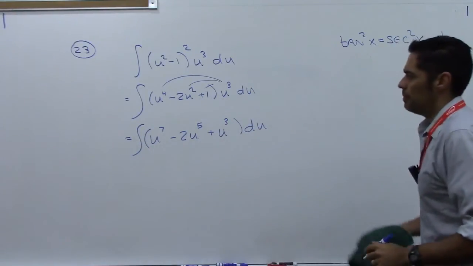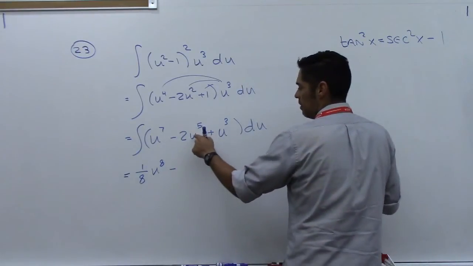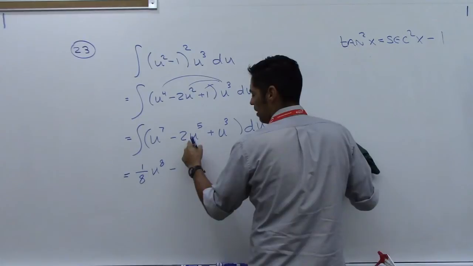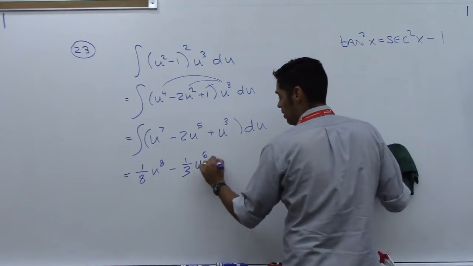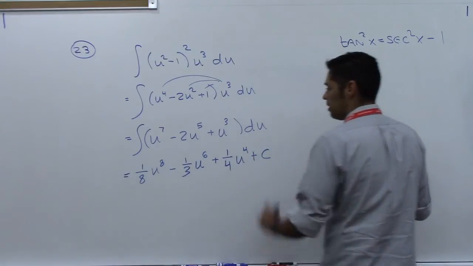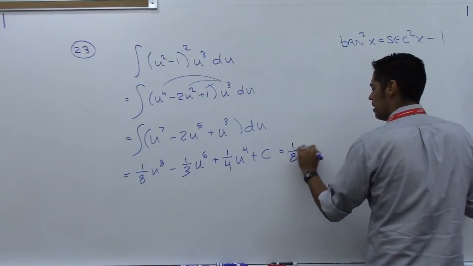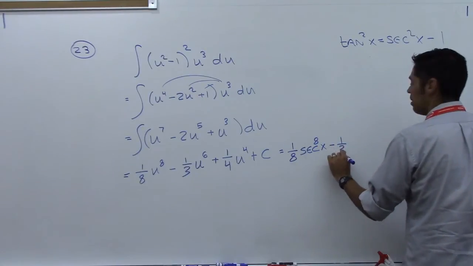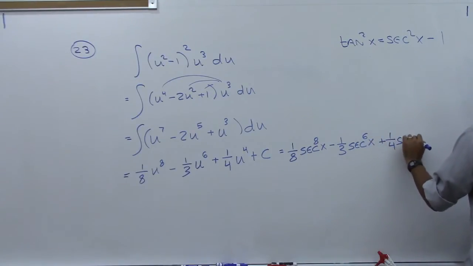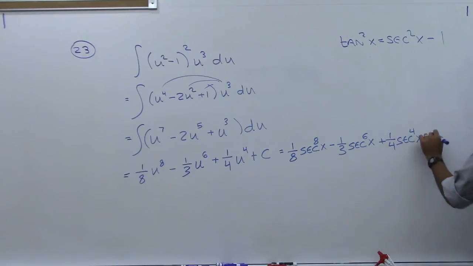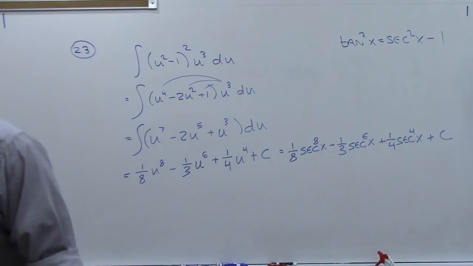And now I'll just integrate each of these using the power rule. So we have 1/8 u to the 8th minus, let's see, this is going to be 1/6 u to the 6th. That 1/6 hits the 2 there with the multiplication, becomes a 1/3 u to the 6th, and then plus 1/4 u to the 4th plus a constant. And now replace all our u's with secants. So we had 1/8 secant to the 8th x minus 1/3 secant to the 6th x, and then plus 1/4 secant to the 4th x plus c. And that should be our result.